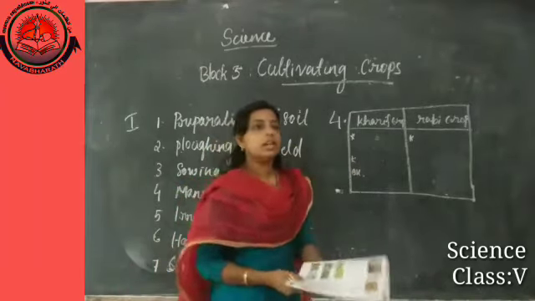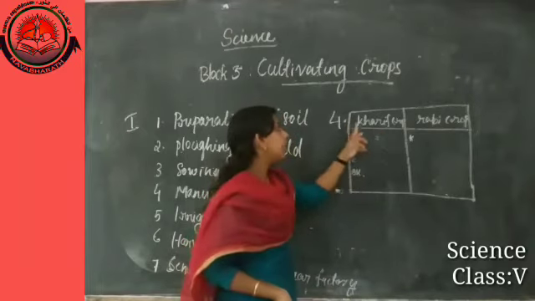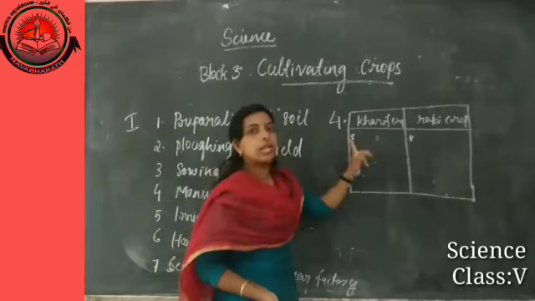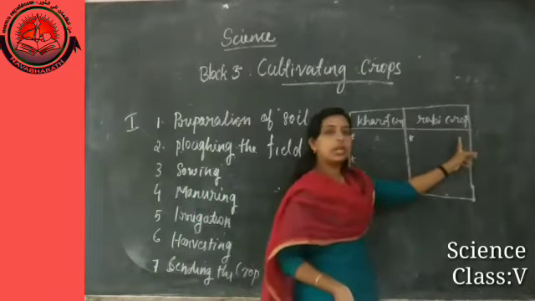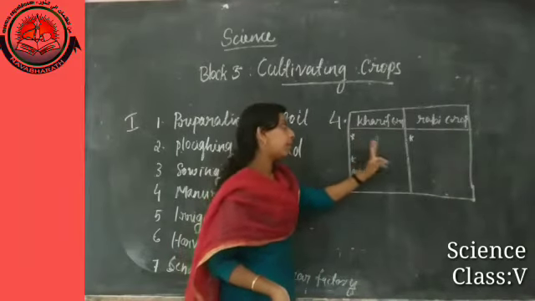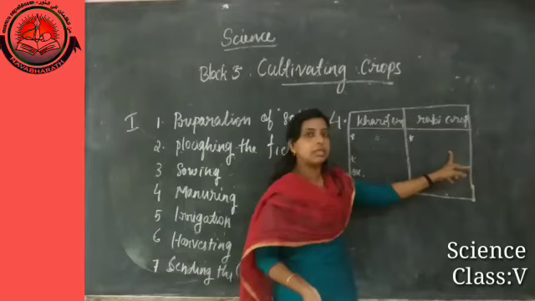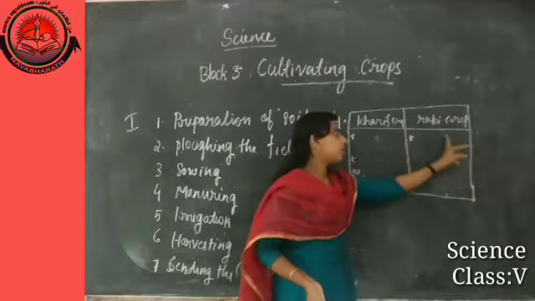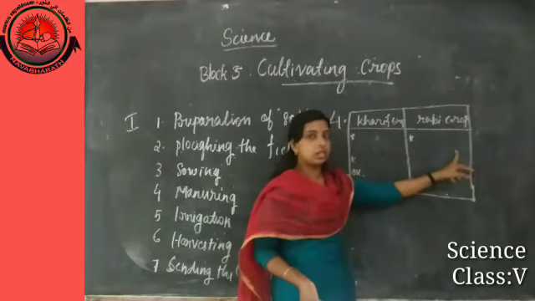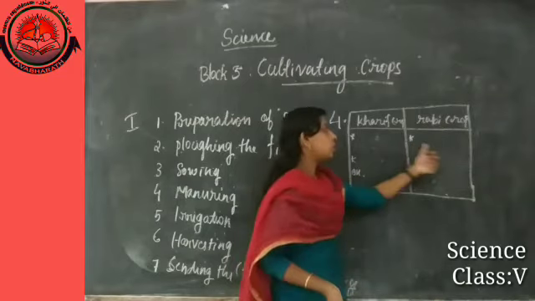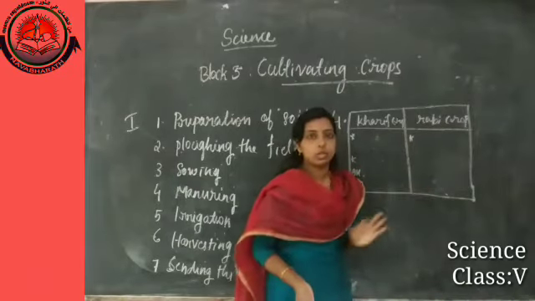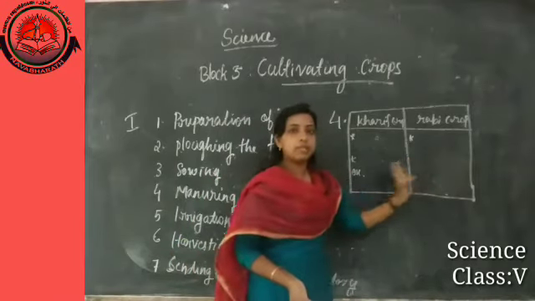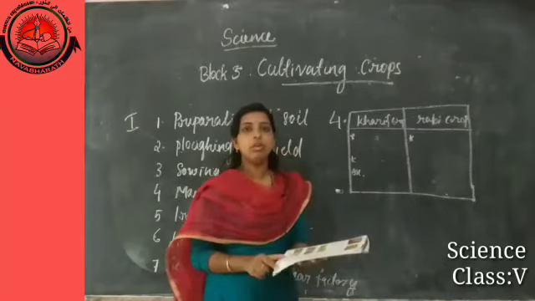Are you clear? What we have to do in the first case, the Kharif crops, the crops which are sown in June, July or rainy season. If you are writing rainy season, no problem. Then here you have to write winter season. If you are writing rainy season here, here you have to write the crops which are sown in winter season. Otherwise you can mark it like June, July. According to the month also you can write it.